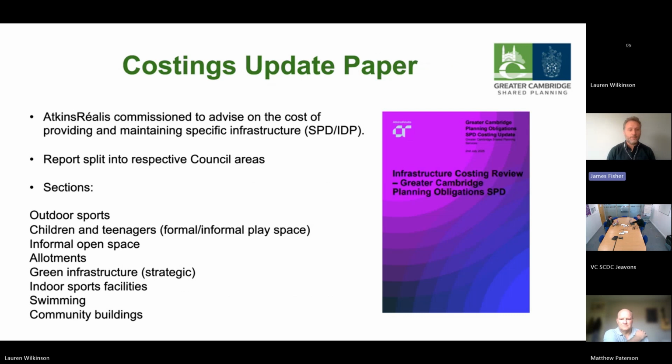So in terms of the costings update paper I referred to earlier, Atkins Realis were commissioned to advise on infrastructure costs to ensure that the contributions proposed in the SPD would be adequate to mitigate the harm of development. Unfortunately, the report had not been signed off in time to be published alongside the previous consultation, but is now available. So the format of the report takes the councils in turn. This is because the policy requirements and approaches under the respective local plans is different. And then for each council, it goes through the relevant infrastructure types you can see on the screen, setting out the capital and revenue costs associated with each.